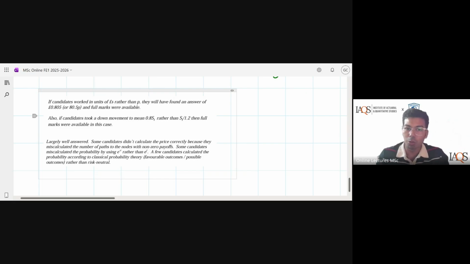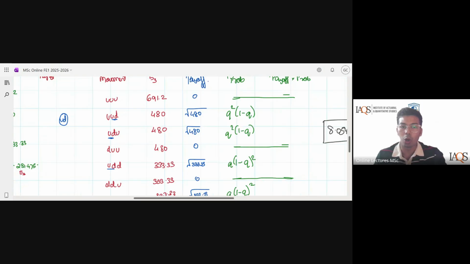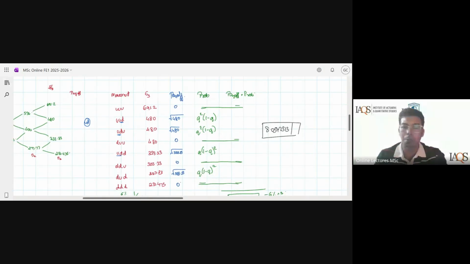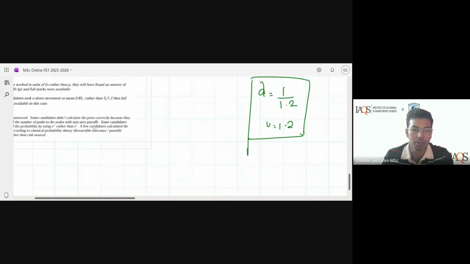Also, if candidates took a down movement of 0.8 rather than 1 upon 1.2, full marks were available in that case. So perfect. Even if you would have solved D as 0.8 and U as 1.2, that would have worked. Largely well answered. Some candidates didn't calculate the price correctly because they miscalculated the number of paths to the nodes with non-zero payouts. What they are saying is they were not able to identify all of these paths correctly. And if they were able to identify, they were not able to identify where all I will have a payoff. So they didn't identify that wherever U and D come together, that is where the payoff will come.